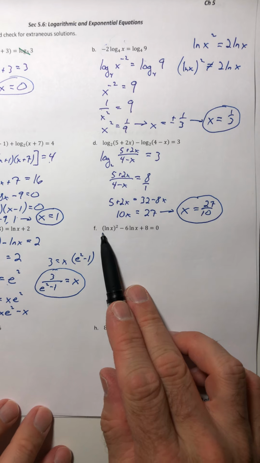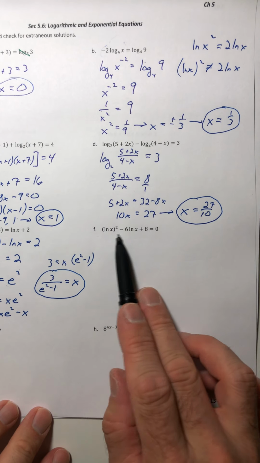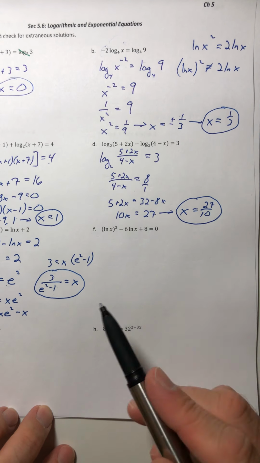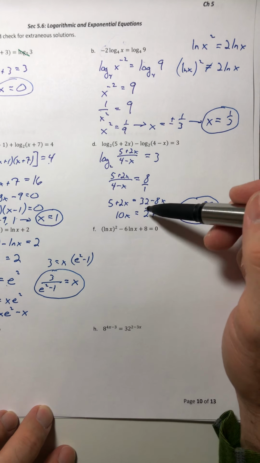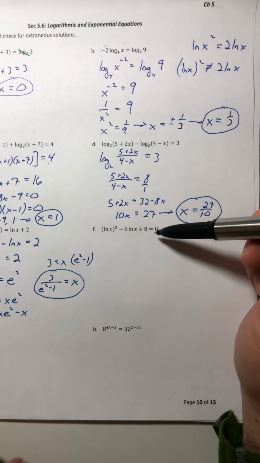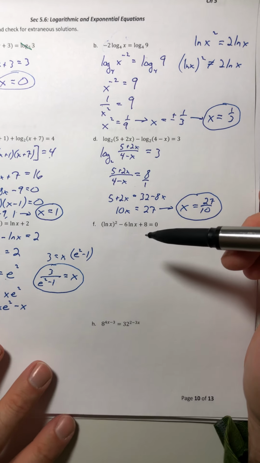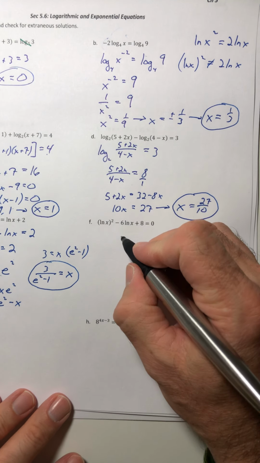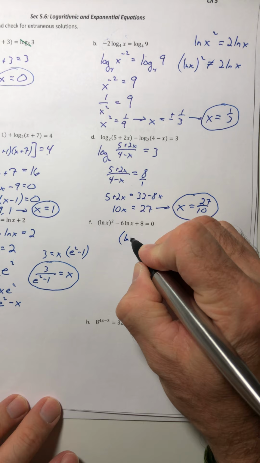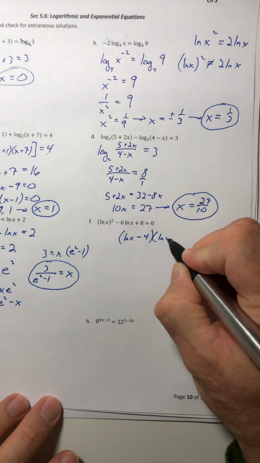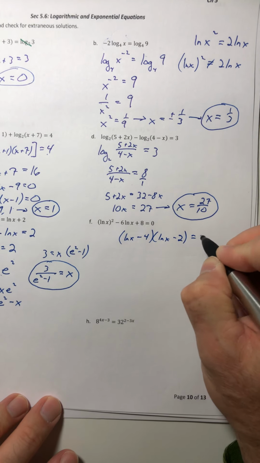But if you look at it, this is really like a quadratic equation in disguise. It's quadratic and logarithmic. It's both at the same time. So typically when you have two types of equations and one of the types is quadratic, you've got to solve the quadratic first. So we're actually going to factor this into ln of x minus 4 and ln of x minus 2.